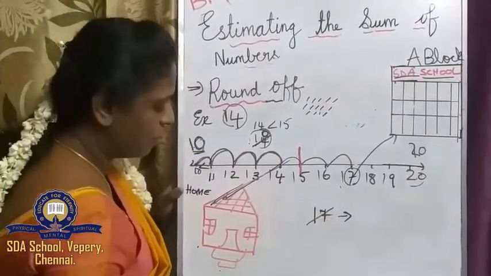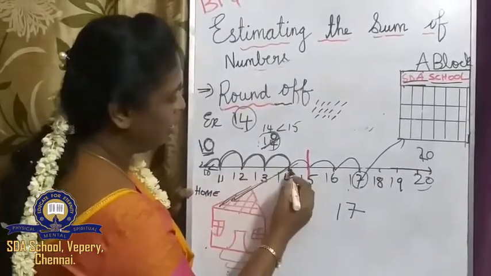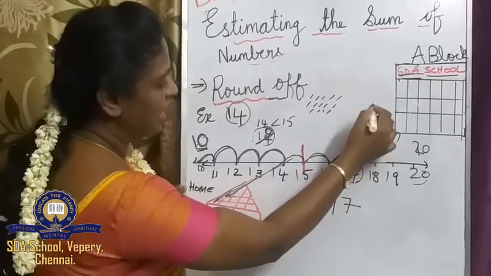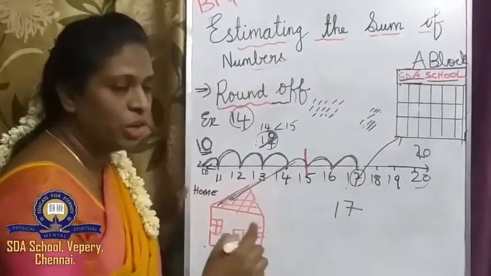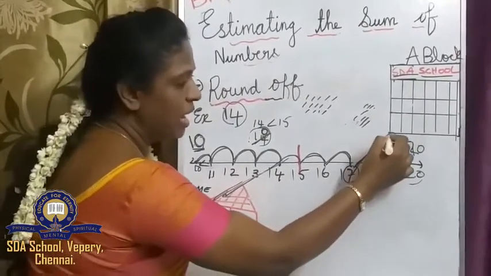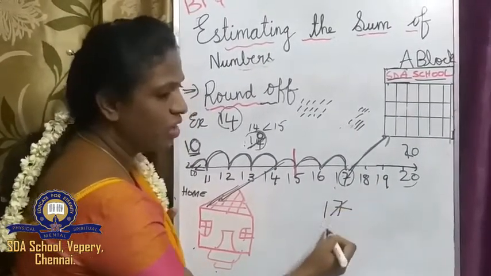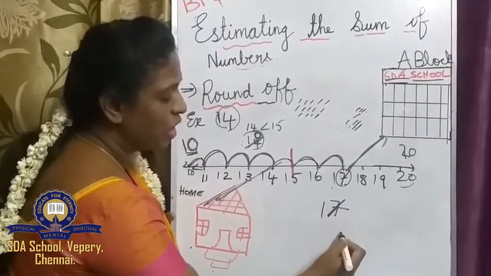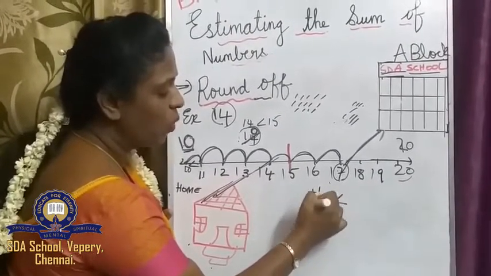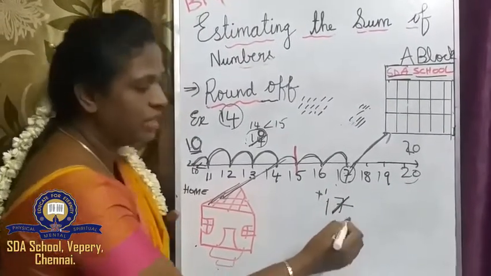Now take the same example as 17. Okay, now we have crossed till 14, 15, 16 and 17. Now it starts raining. So what will you do? You will run to school. So you are rounding up. So how much will 17 become? In one's place, when you are rounding up, you will put 0 and in tens place, you will add 1. So 1 plus 1 will become 20.